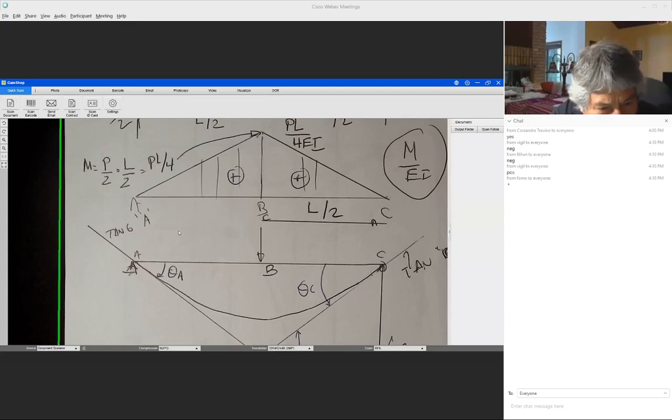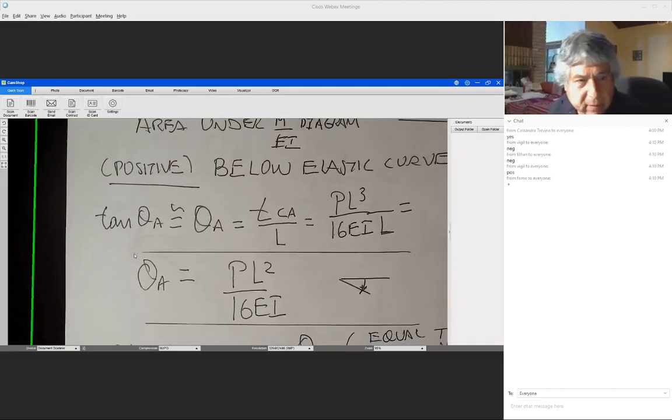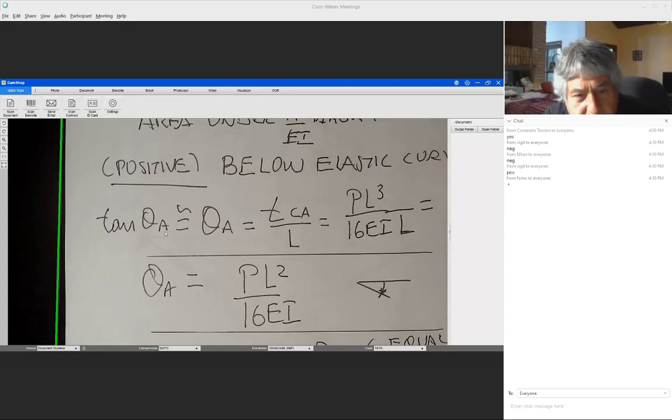So this angle, clockwise, theta A is computed here. The tangent, TCA over L, PL cubed over 16 EI over L, is PL squared over 16 EI. This direction is positive or negative? Anybody? This direction? Negative. Excellent.